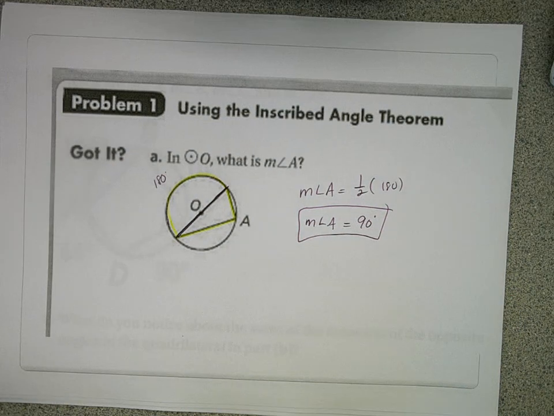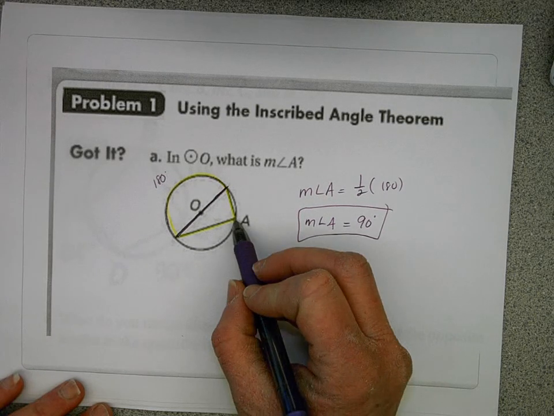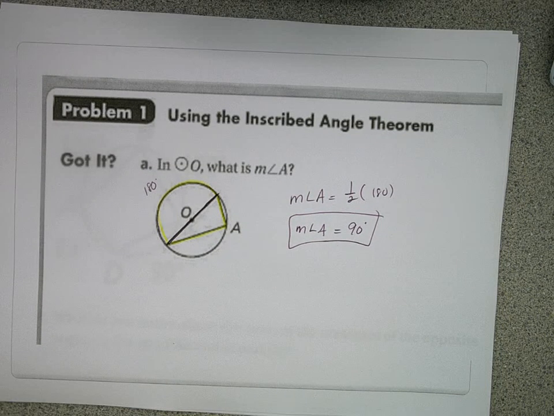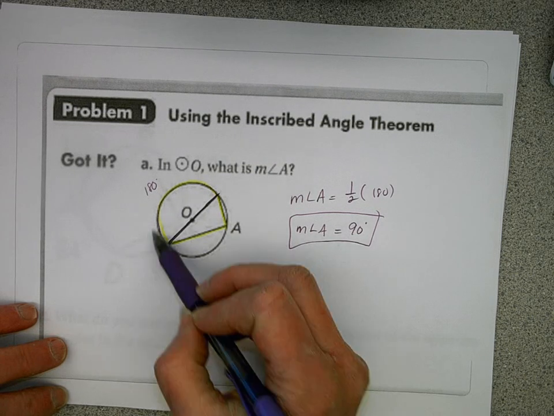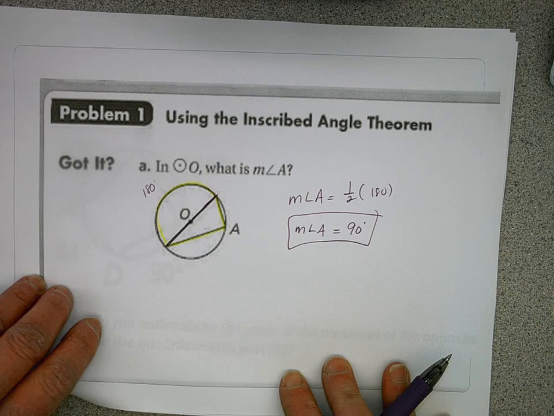And these are all in degrees. They're all measures, so they're in degrees. Okay, so any angle that is intercepting the diameter, well, has the diameter in it and is intercepting a semicircle is going to be 90 degrees. Okay, let's go on to B.